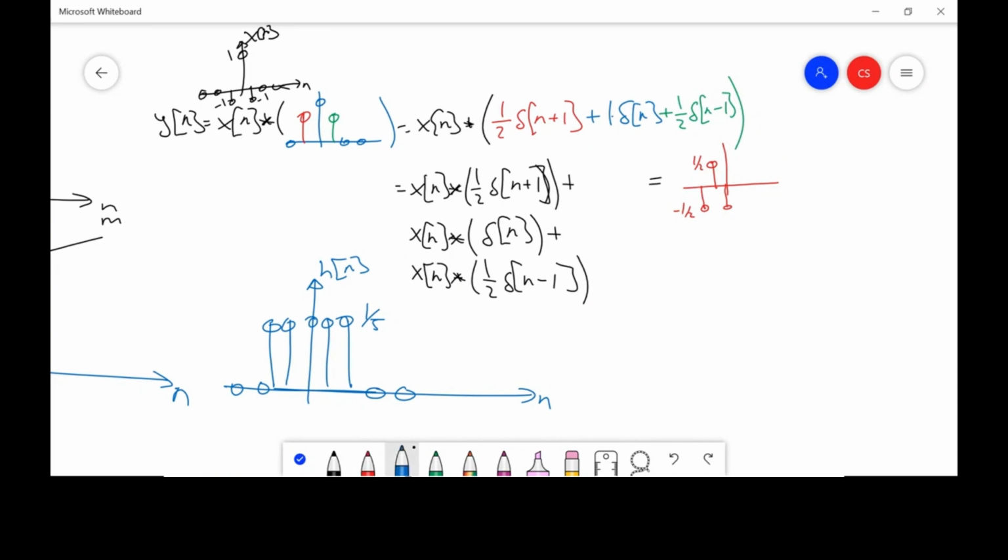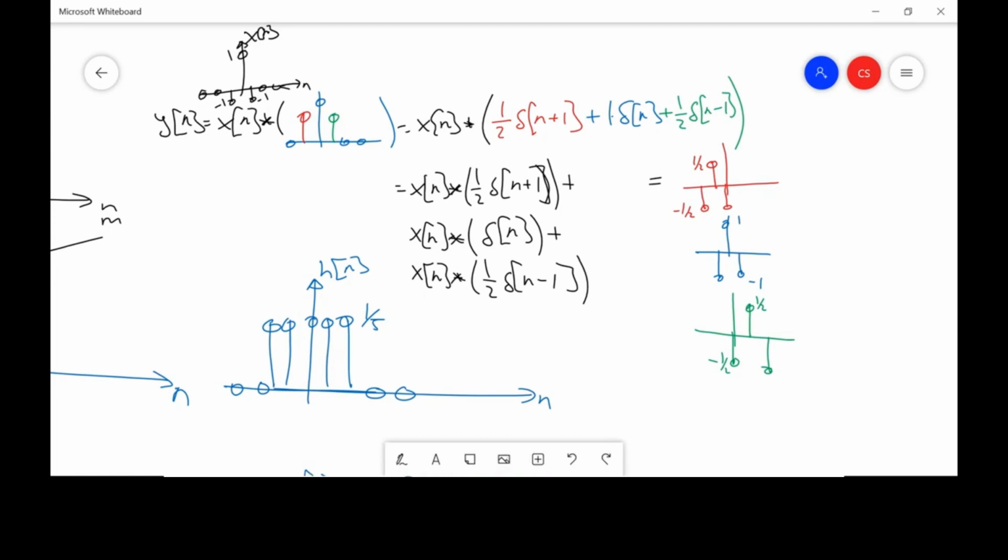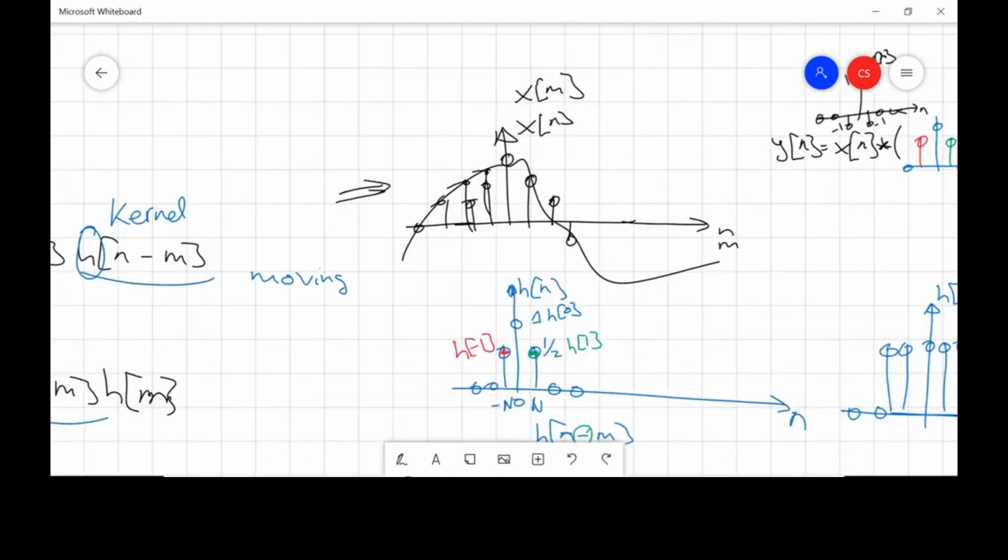Okay, good. Then, what about the second? The second, I have to shift to the central location, and I have to multiply by 1. So this will be the same. But now this is 1 minus 1. And then I have to do the same with the third one. So do it like this. And this is again minus 1/2, 1. So now we start getting the name. So what is the name again?